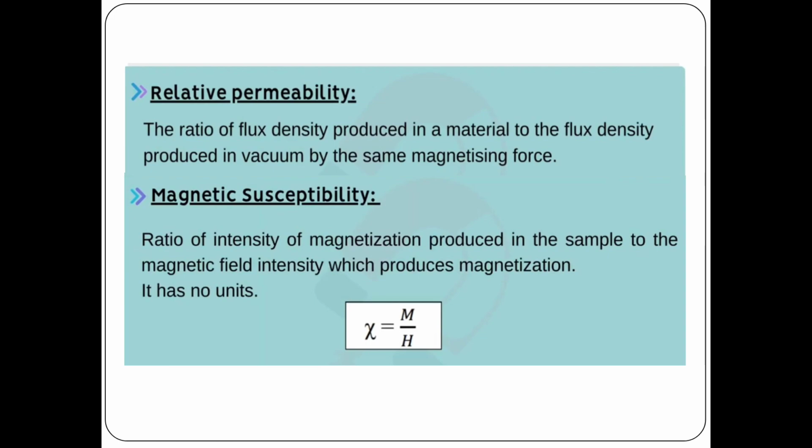Magnetic susceptibility. The ratio of intensity of magnetization produced in the sample to the magnetic field intensity which produces magnetization. This magnetic susceptibility has no units. It is represented as psi equal to M by H, where psi is the magnetic susceptibility, M is the intensity of magnetization, and H is the applied magnetic field.